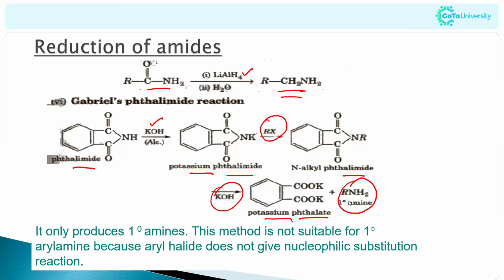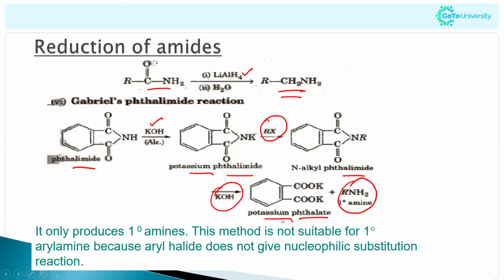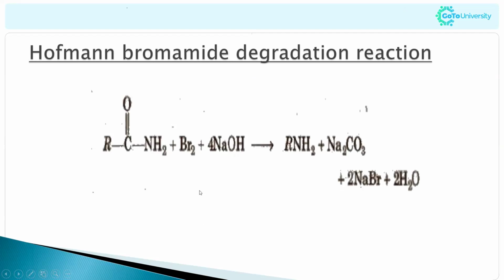Okay. Hope the points are noted down. Now let us see the remaining. That is Hoffmann bromamide degradation reaction. Okay, so Gabriel phthalimide reaction is clear. Next is Hoffmann bromamide degradation reaction.